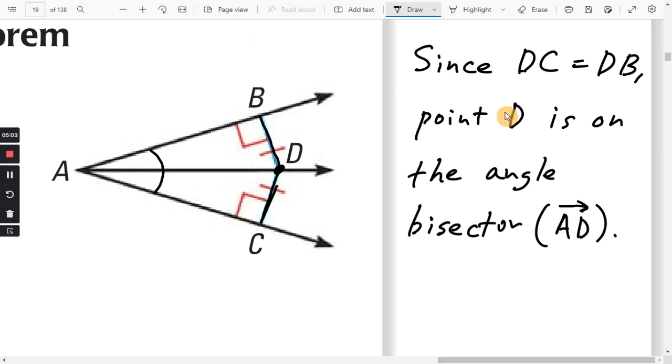So since DC equals DB, that means this point is on the angle bisector. And since this is an angle bisector, this angle here is going to match this angle here. Those two angles are congruent. And the reason I know these two segments are the same distance is that this mark here is marked congruent to that mark there, and they both make right angles with the ray.